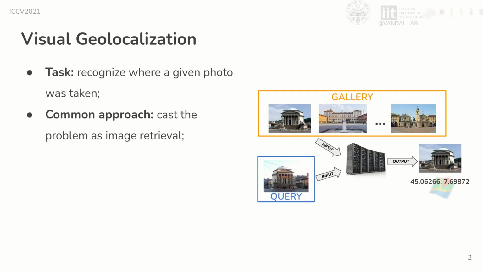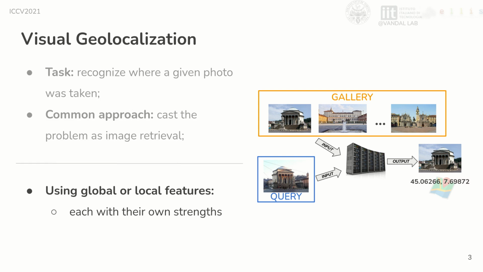Visual geolocalization is the task of recognizing where a given photo was taken. This photo is usually called a query. This is commonly tasked as image retrieval, where given a large gallery of images with GPS coordinates, the goal is to find the most similar match to the query. The problem is approached using global or local features.